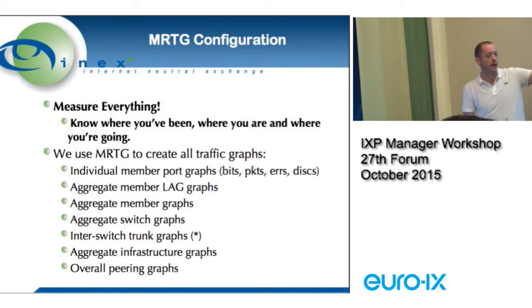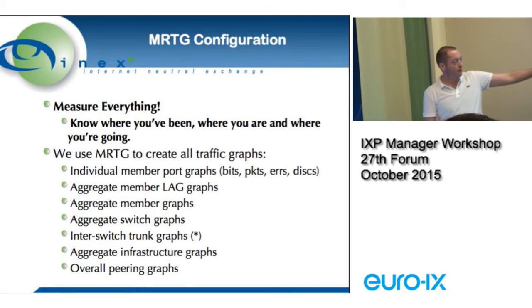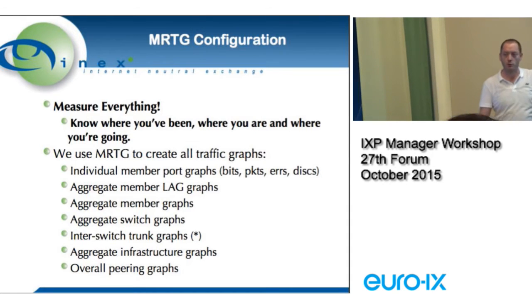In terms of graphing, what we graph is individual port graphs. As I said earlier, bits, packets, errors, and discards. For anyone who has a LAG or an aggregate port, we add those together. It's all done through MRTG. Then we have the overall graphs for a particular member, so you can see the entirety of the traffic they are doing over the exchange. We graph all traffic on each individual switch. We look at the inter-switch trunk graphs, so how much we're doing in terms of our core network. Aggregate infrastructure, so all the traffic on LAN 1 and all the traffic on LAN 2, and then the overall peering graphs.